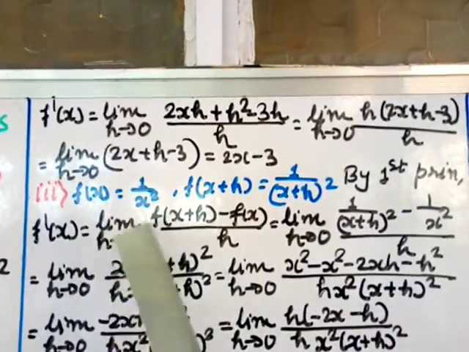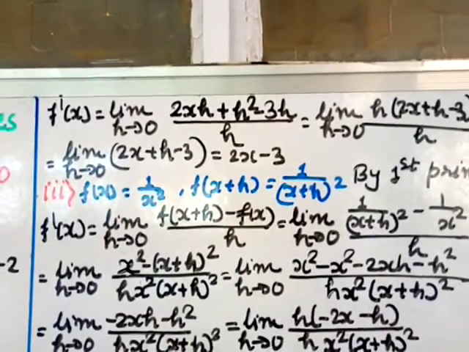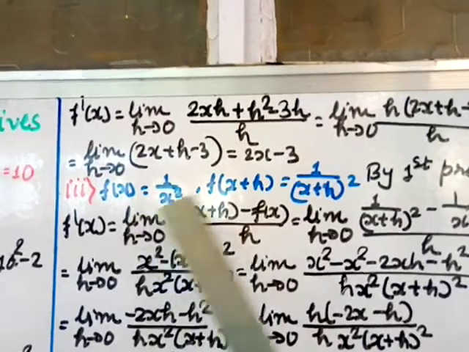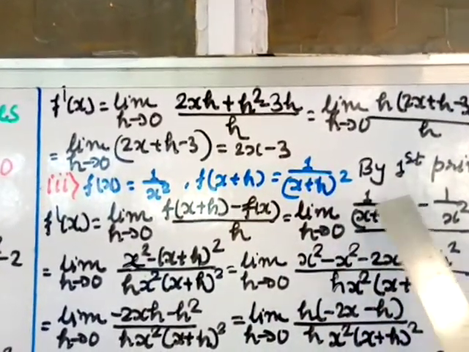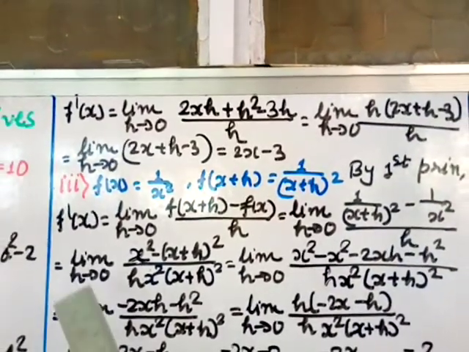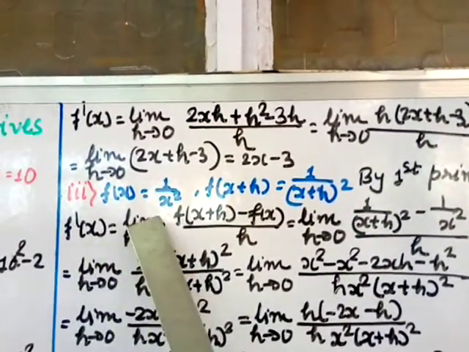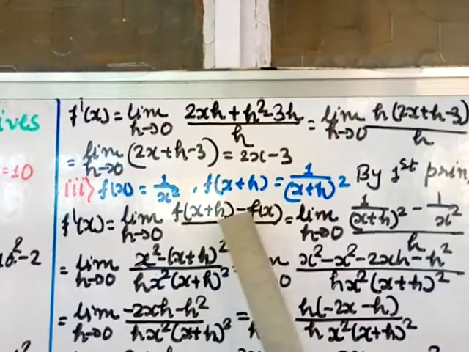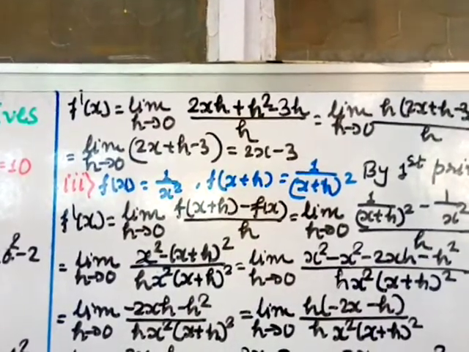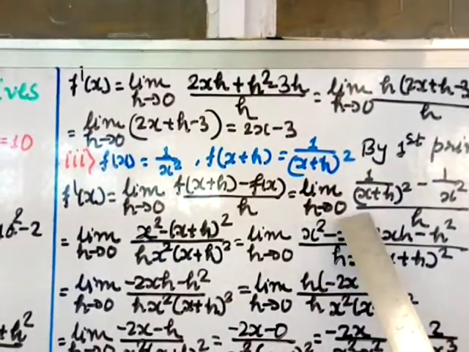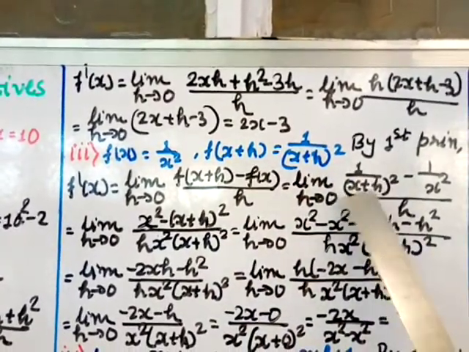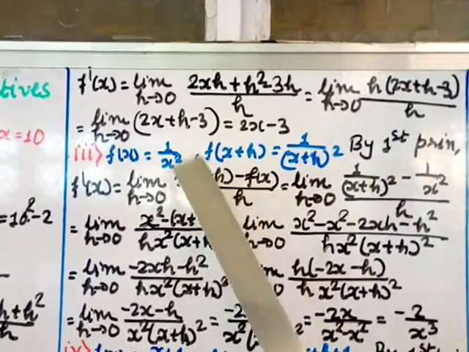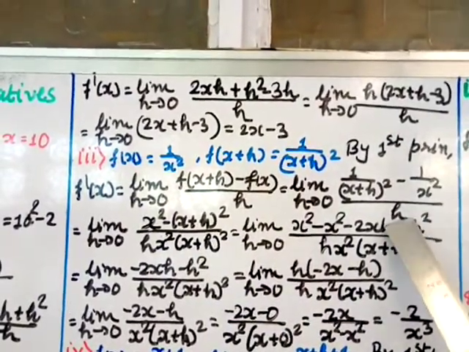Question number 3, f(x) equal to 1 by x square. So we write f of x plus h, instead of x put x plus h, so equal to 1 by x plus h whole square. Now by first principle of derivative, f dash x equal to limit h tends to 0, f of x plus h minus f(x) by h. Okay, just writing the formula. Limit h tends to 0, f of x plus h is this value. So I place here 1 by x plus h whole square minus f(x) is this value, 1 by x square, divided by h.